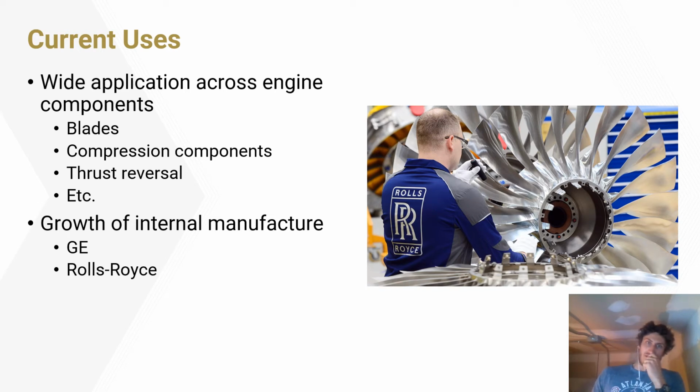And one of the defining characteristics of composite use has been the growth of internal manufacturing ability in engine makers. So GE and Rolls-Royce are two of the largest engine manufacturers in the world and also in the United States. And they've increased their specific composite manufacturing capability by upwards of 30 to 40% in the past decade, which just indicates not only the wide use, but their recognition of how composites are going to play a large role in the future of aviation.